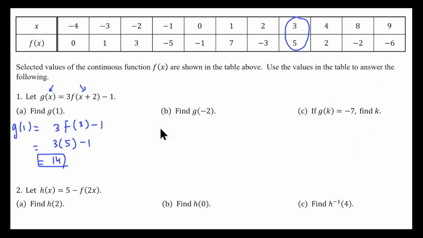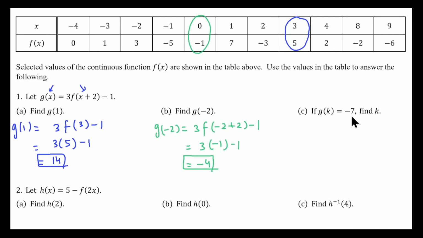Likewise, what is g(-2)? g of negative 2, replacing x everywhere by negative 2. So it will look something like this. Negative 2 plus 2 is 0. And what is f(0)? That's negative 1. So negative 1 times 3 is negative 3, minus 1, which is negative 4.